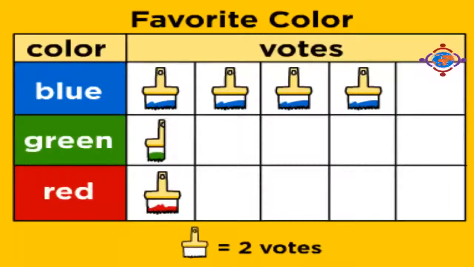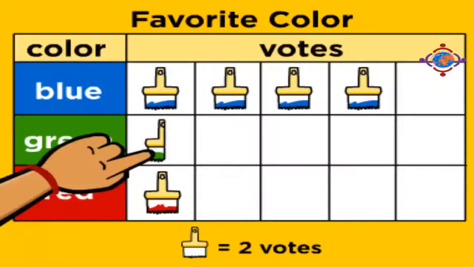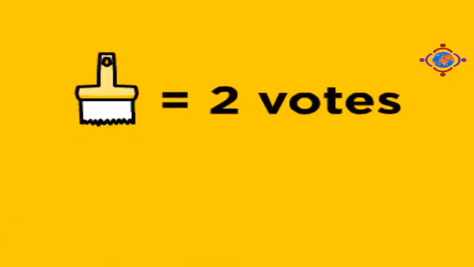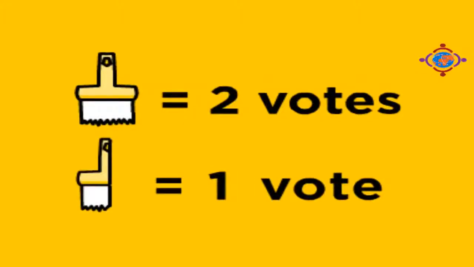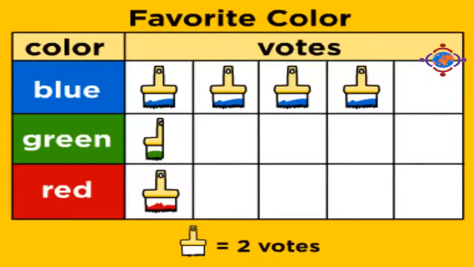How many people chose green as their favorite color? There's half a paintbrush there. Since a whole paintbrush stands for 2 votes, half a paintbrush must stand for 1 vote. So 1 person chose green as their favorite color.